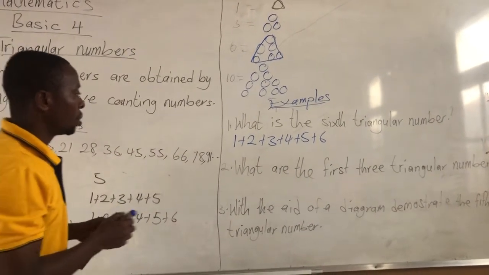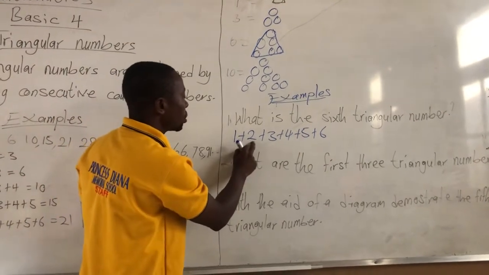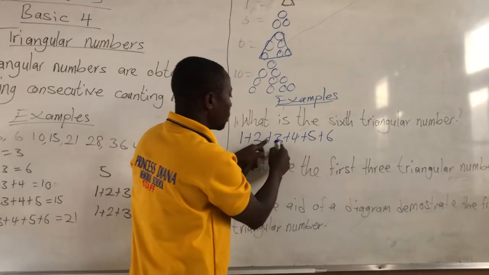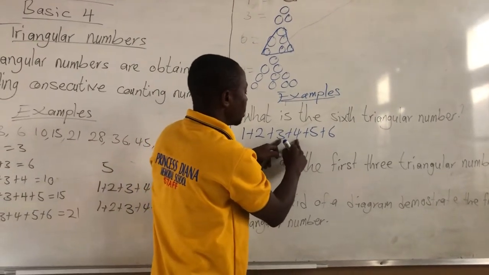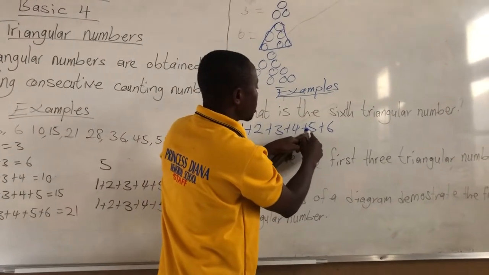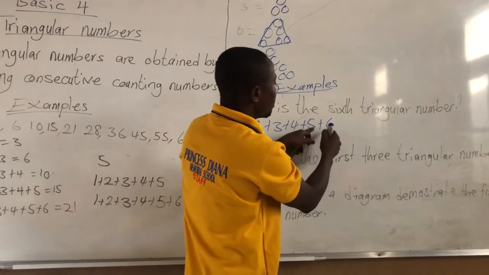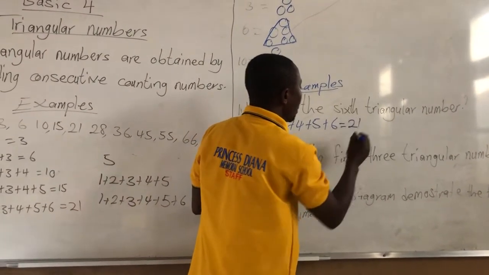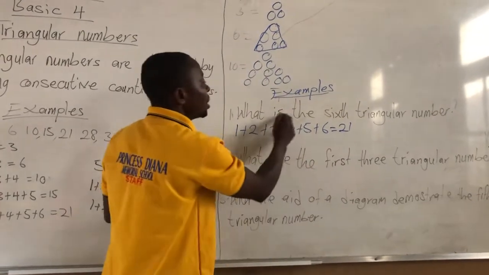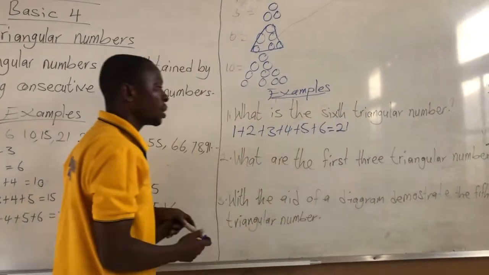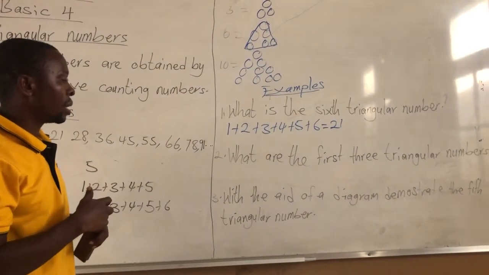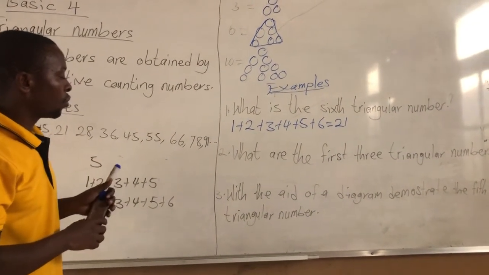Okay, good. So 1 plus 2 is 3. 3 plus 3 is 6. 6 plus 4 is 10. 10 plus 5 is 15. So 15 plus 6 is 20 what? 21. So 21 is the 6th triangular number. 21 is the 6th triangular number. Good. Let's move on.